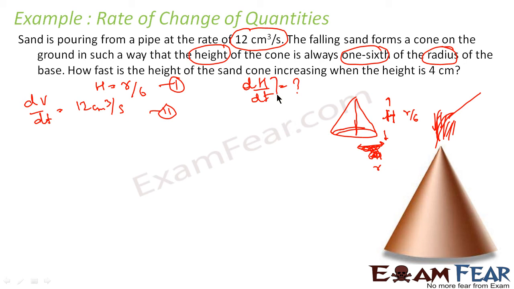And this happens at h is equal to 4. Since I have to find dh by dt and I know dV by dt, let me convert the whole thing into h form. V is nothing but 1 by 3 pi r square h. Instead of r, I want to write h, so that when I take dV by dt, I get the dh by dt form. So let me write r as 6h, because h is equal to r by 6. So this becomes 1 by 3 pi into 6h square into h, and this becomes 12 pi h cube.